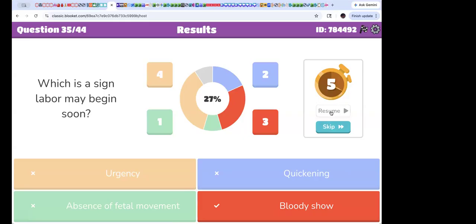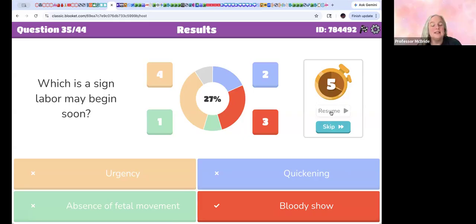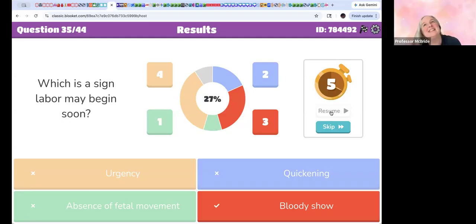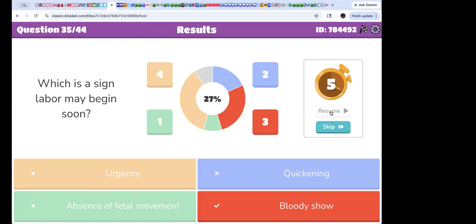And what exactly is a mucus plug? The mucus plug is a plug of mucus. I mean, how could I say it any other way? It is that. It lives in the cervix.